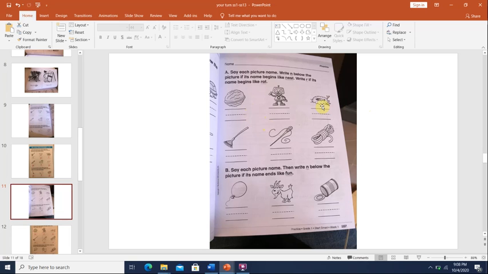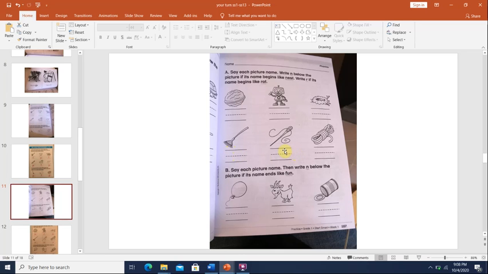Nest begins with N. Okay, here, this is a rake. Rake. This is like a broom, but has long sharp edges, so we can rake or clean the leaves from the garden or the yard. This is called rake. What sound do you hear? You hear R. So we'll be writing R here.